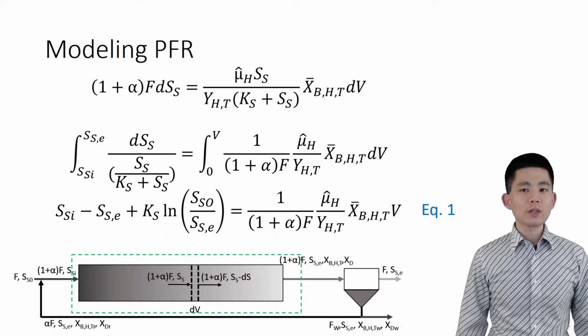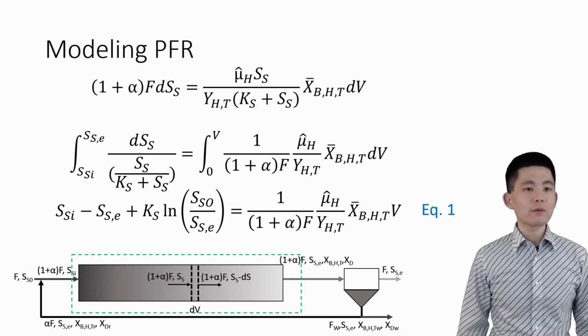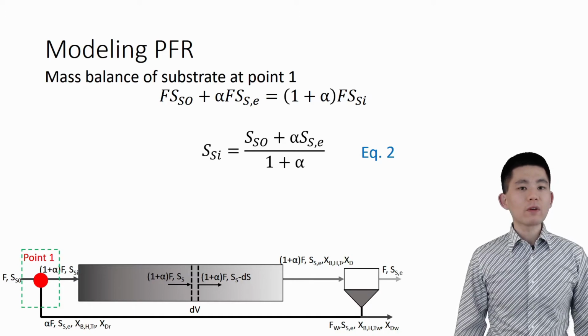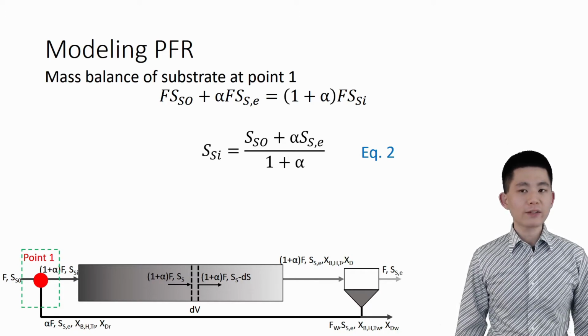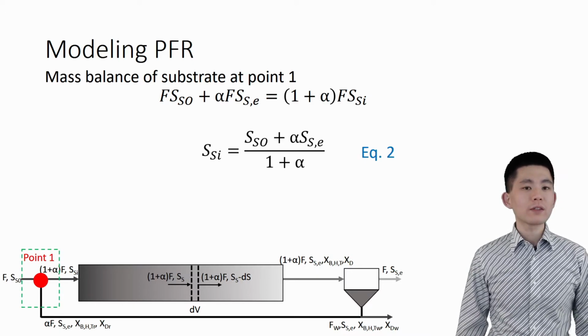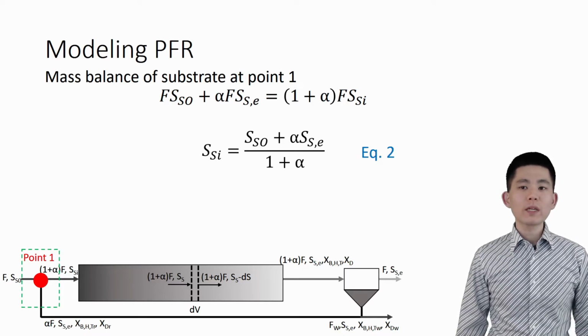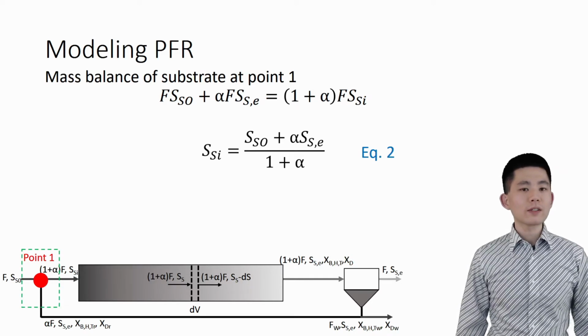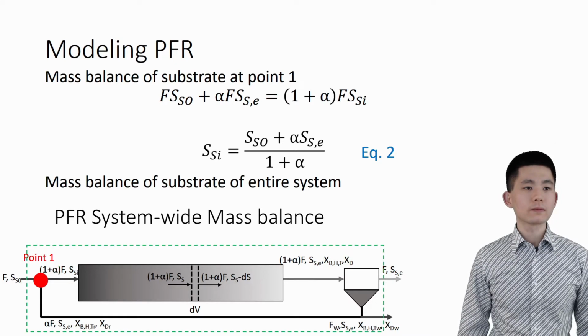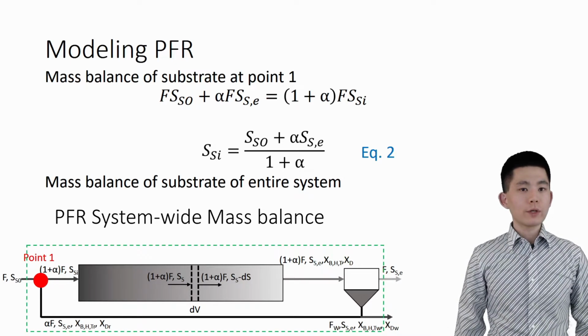To find their relationship, we need to focus on the entrance of the system. At the entrance, the influent flow combines with the recycle flow before entering the reactor. So, the flow rate becomes F plus alpha F, and the substrate concentration changes from SS0 to SSI. We can conduct a mass balance at point 1, the combining point. SSI can be expressed with SS0, SSE, and recycle rate alpha with equation 2. Knowing equation 1 and equation 2.